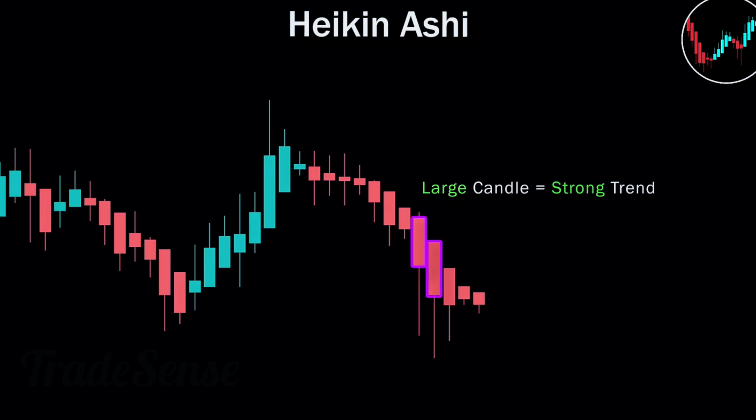Keep in mind that the Heikin-Ashi only acts as an indicator. It does not display the real market price.